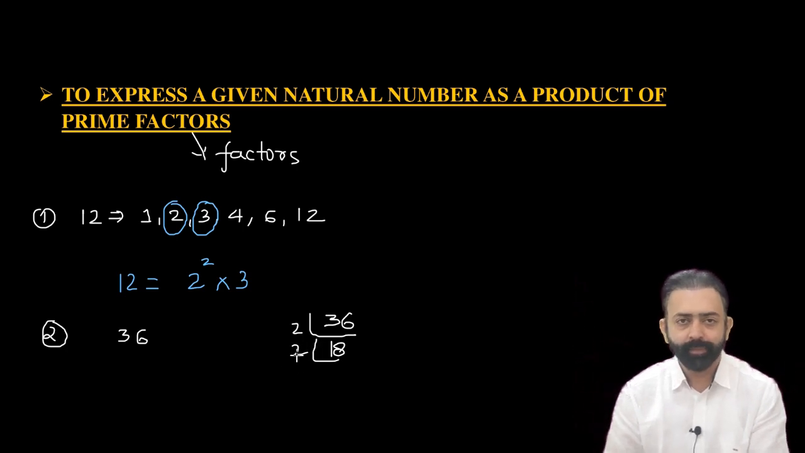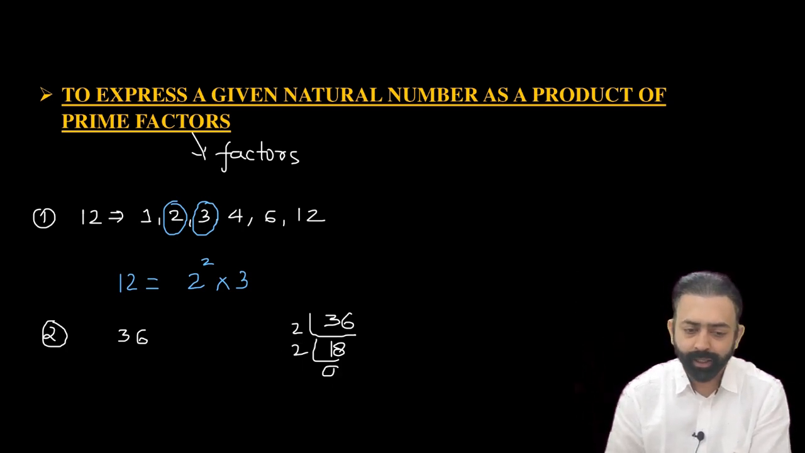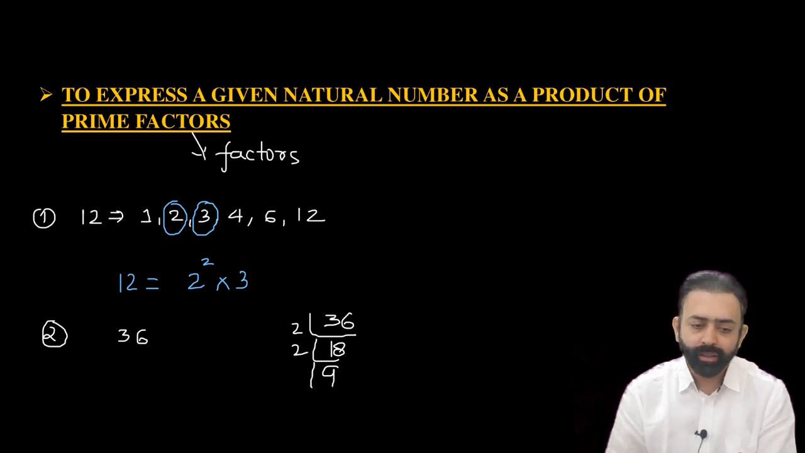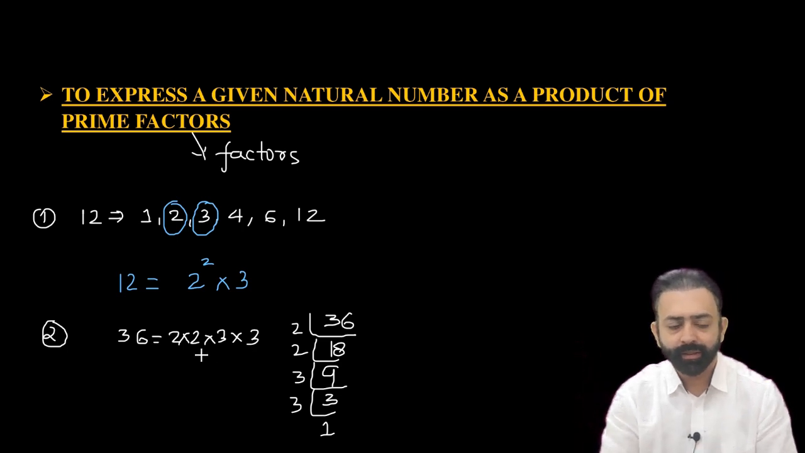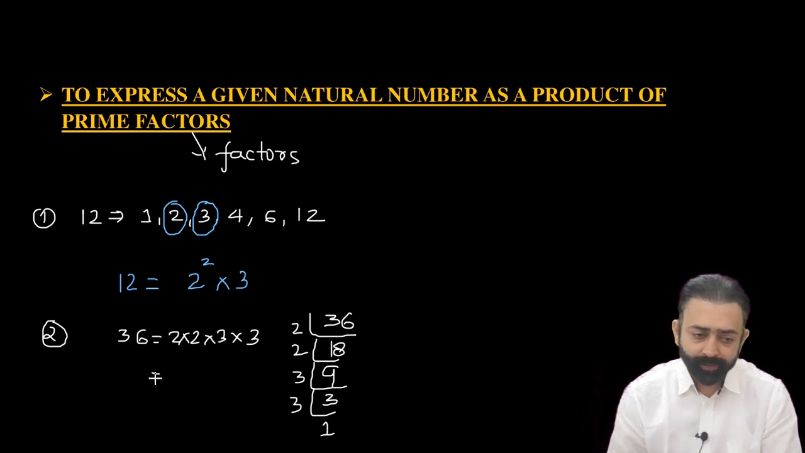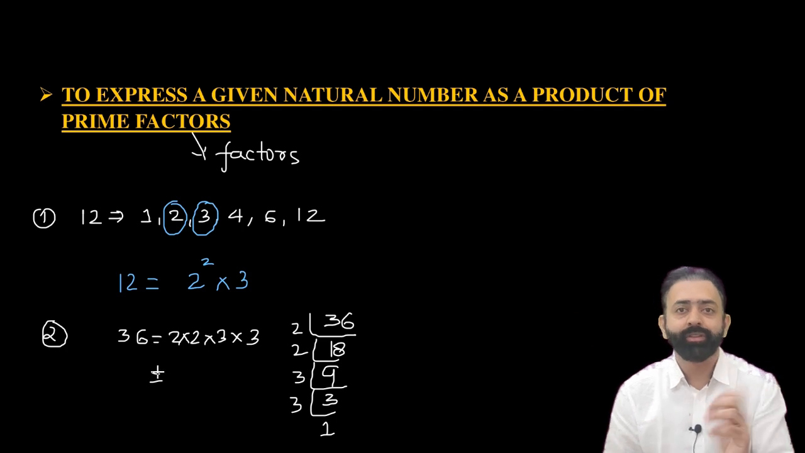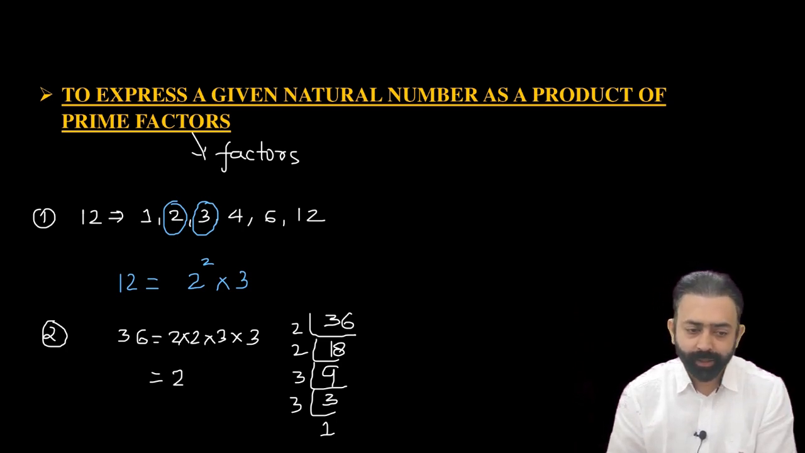And then this 18 can also be divided by 2, we get 9. Now 9 is not divisible by 2, so we switch to the next prime number, which is 3. So 9 goes with 3 and 3 goes with 1. That means this 36 can be written as 2 into 2 into 3 into 3. So as you can see, 36 can be written as a product of prime numbers, and to be more precise, not just the product of prime numbers, but the exponents of the prime numbers, right? So 2 into 2 can be written as 2 square and 3 into 3 as 3 square.